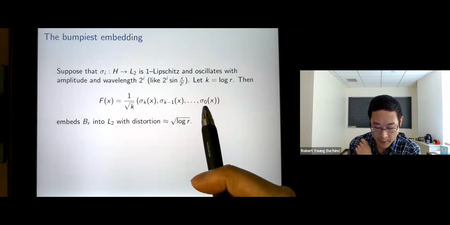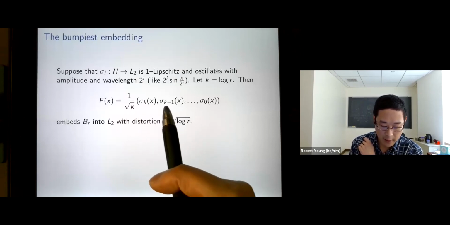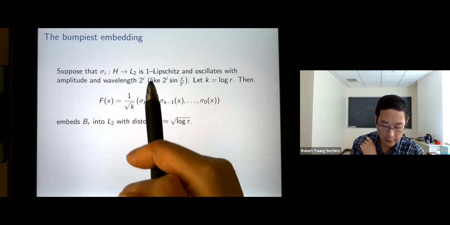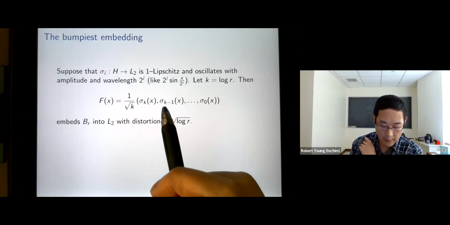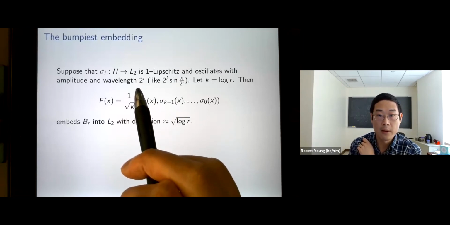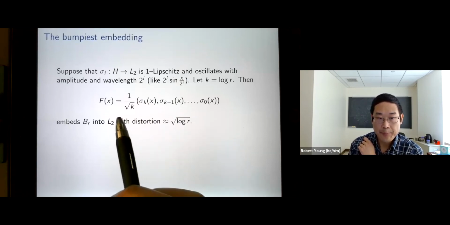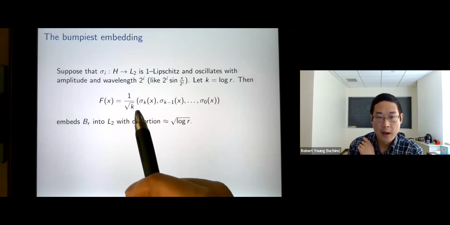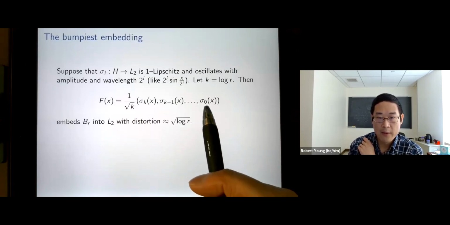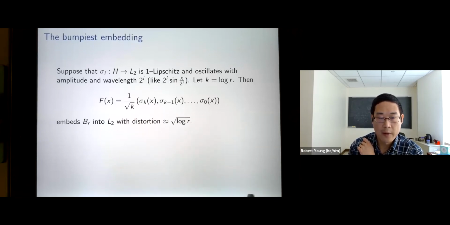And so that lets you construct sigma naught, and then you can use the scaling to construct all the other sigma i's. But the important part of all these sigma i's is that they are all 1-Lipschitz, and sigma i does a pretty good job of separating points that are distance about 2 to the i apart. If you do that, then you can just combine all those maps together to get one map F. Because each of the coordinates is 1-Lipschitz, we need to normalize by root k to get a map which is 1-Lipschitz. But that map then embeds the ball of radius r into L2 with distortion on the order of root log r.